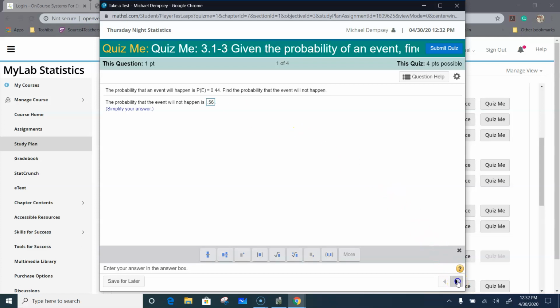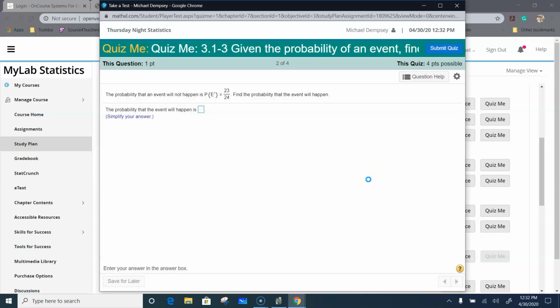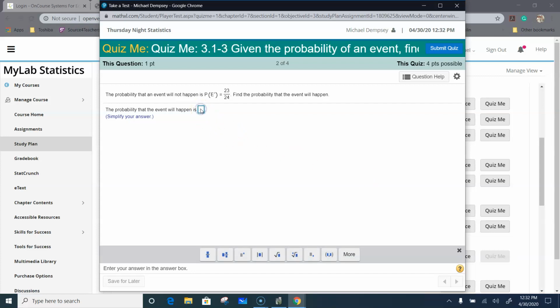Hopefully you'll be able to roll right through the probability questions. Okay, so here we have a probability of an event is 23 out of 24. What's the probability that the event will happen? That's the probability it won't happen. So the probability that it will, if we want to write that as a fraction, would be 1 out of 24.